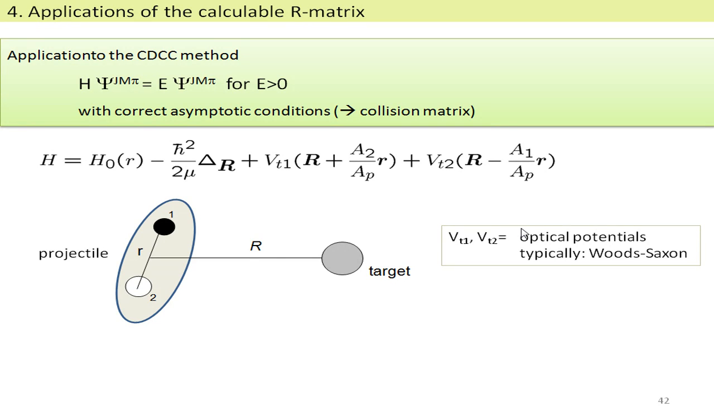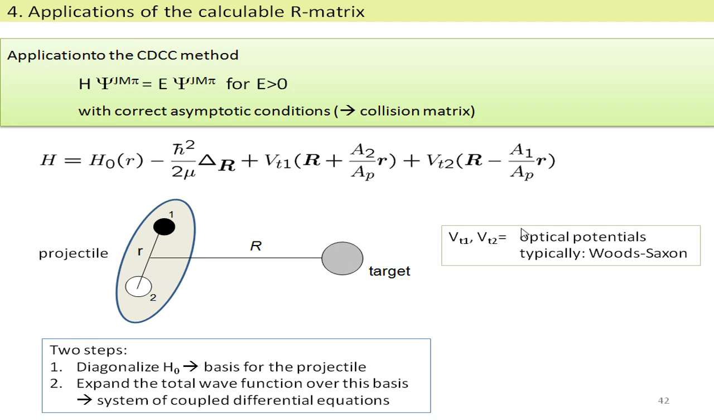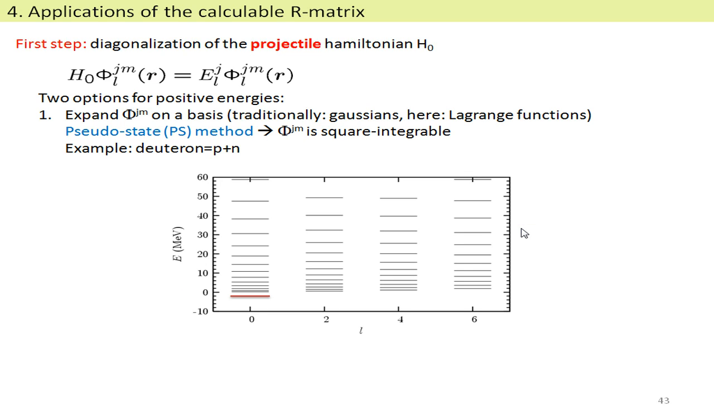You have a projectile which is made of two particles, and the Hamiltonian of the system is an internal Hamiltonian, a relative kinetic energy corresponding to this term, and two potentials between the target and constituent 1, constituent 2. So these are in general optical potentials. And the CDCC always has two steps. The first one is to diagonalize H0, so you need a basis for the projectile, and expand the total wave function over this basis. And at the end, you have a set of coupled equations.